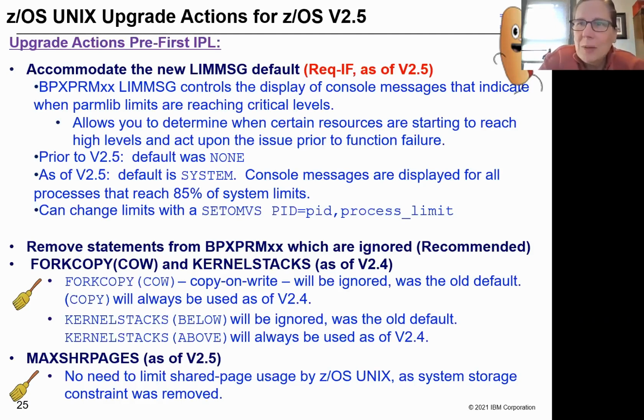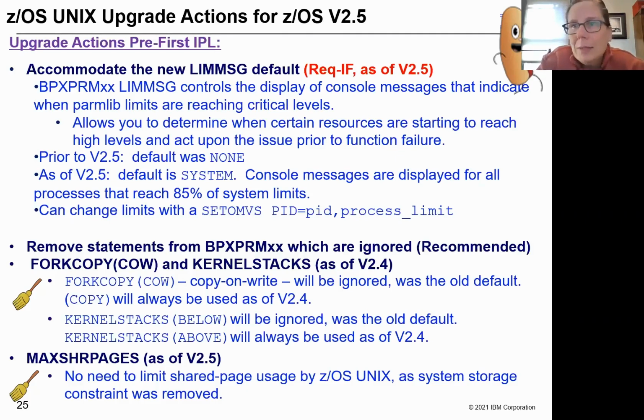Well, you can see, just by my description of it, that we could have actually had a better default than none. So in 2.5, the default is going to be system, which means that as you approach system limits and you get to 85% of those limits, we will issue a message such that you could do automation or whatever you want to do about it. And you can change limits dynamically if you needed to, to help with that, because you know that you're approaching the limit. Or you could, I don't know, cancel a job or a process that is taking up more than its fair share of system limits, let's say.